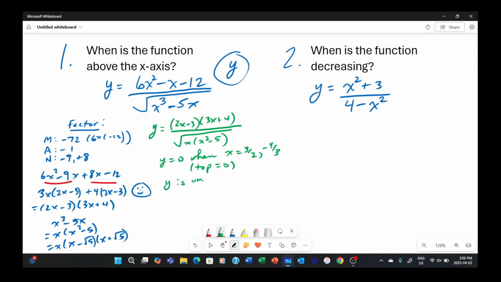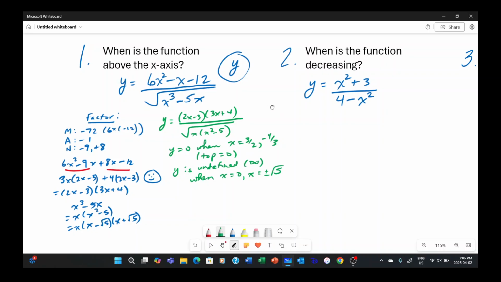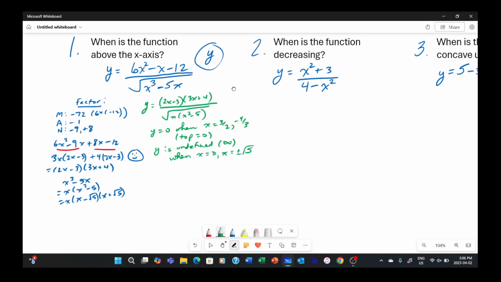Y is undefined. So now we're going to find when the bottom is 0. And we've been using infinite. And I can see that the bottom is going to be 0 when x equals 0 or x equals plus or minus root 5. Now, I made this one a little bit more tricky so that we could see a more difficult one because we don't have to do the derivatives here. So this is the time when we should give you a little bit of uglier situations. So that's what we've done.